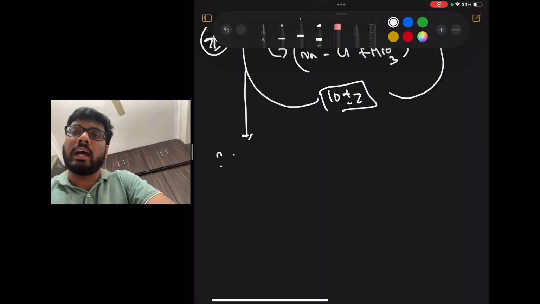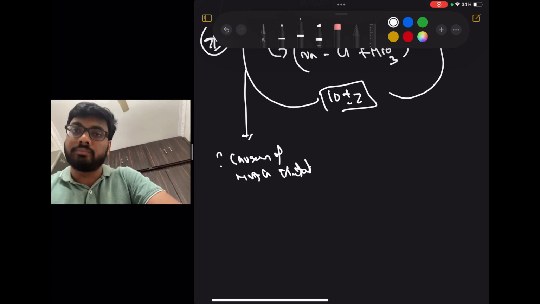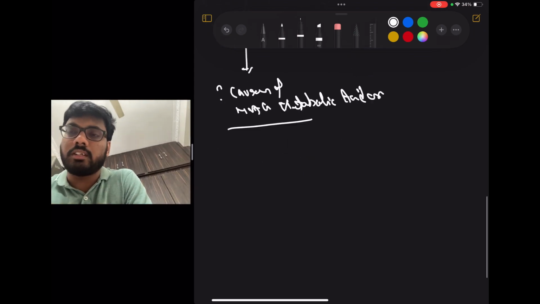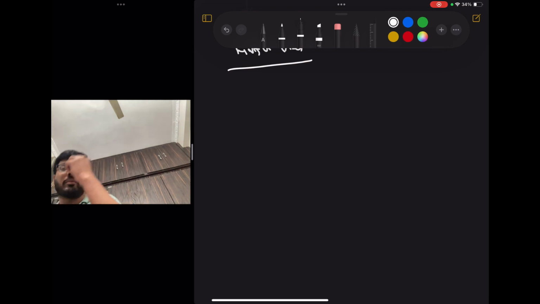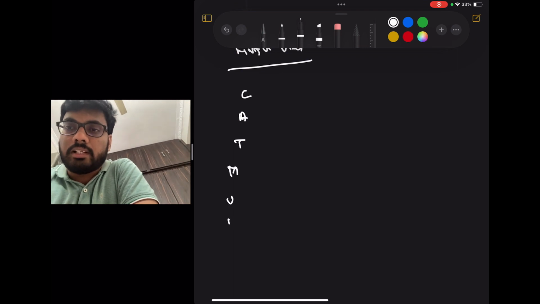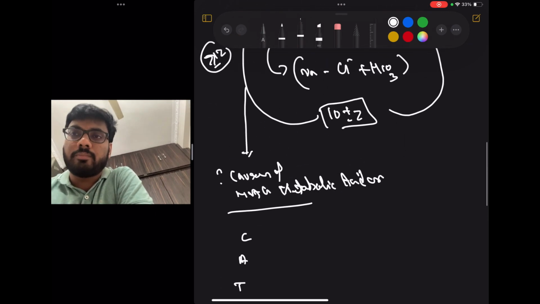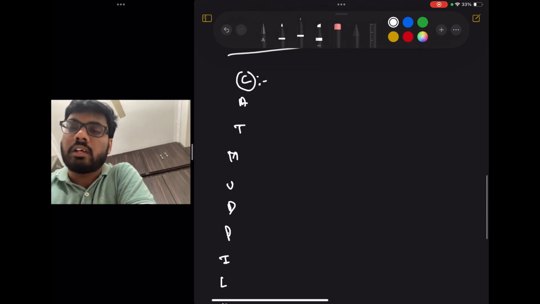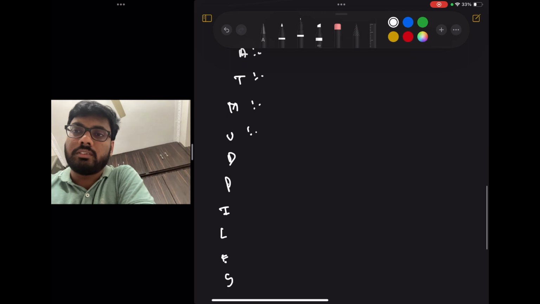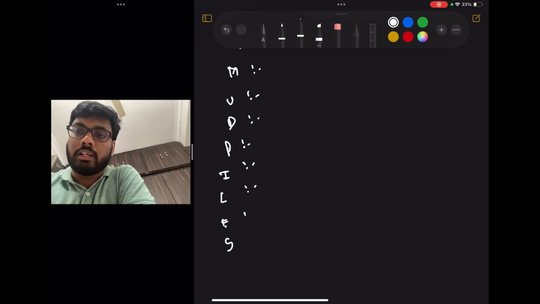What are the causes of high anion gap metabolic acidosis? The simple way to remember the high anion gap metabolic acidosis is CAT MUD PILES. Okay. C for cyanotic congenital heart disease, aminoglycosides, theophylline, metformin, uremia, diabetic ketoacidosis, phenytoin, isoniazid, lithium, ethanol, and salicylates.